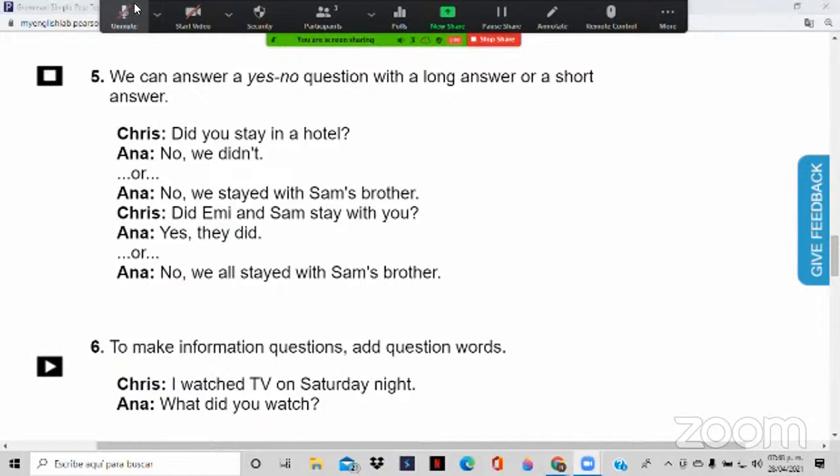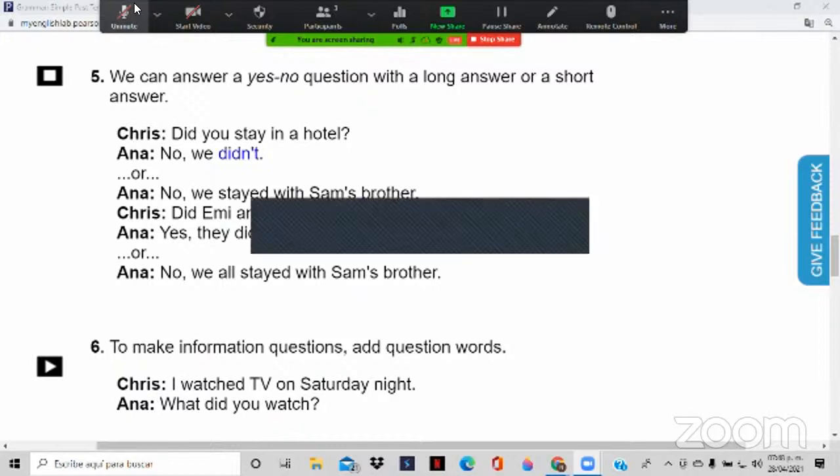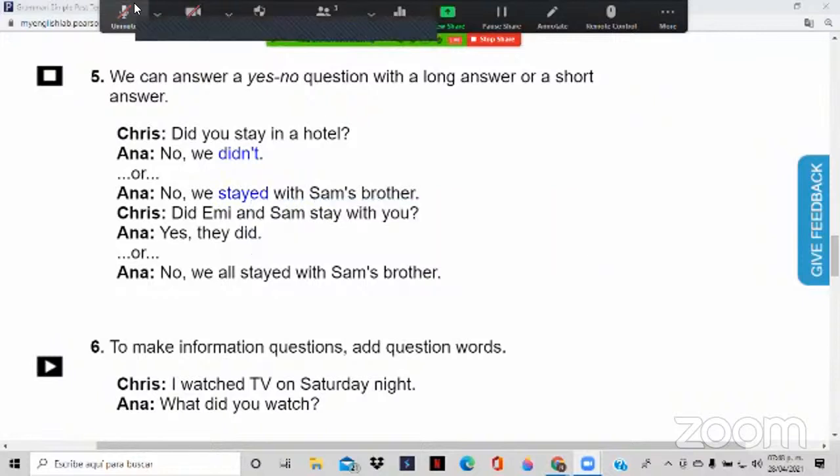We can answer a yes-no question with a long answer or a short answer. Did you stay in a hotel? No, we didn't. Or, No, we stayed with Sam's brother. Did Emmy and Sam stay with you? Yes, they did. Or, No, we all stayed with Sam's brother.